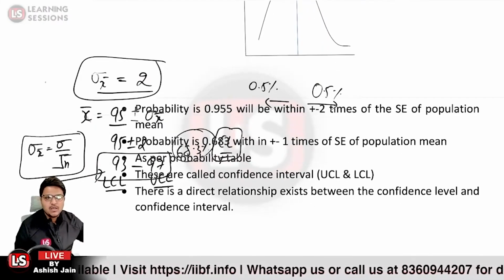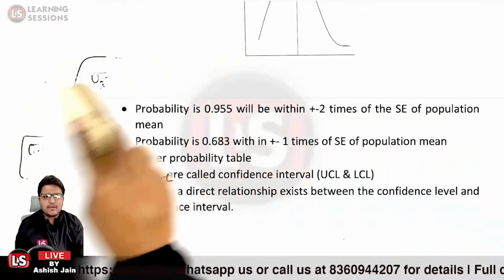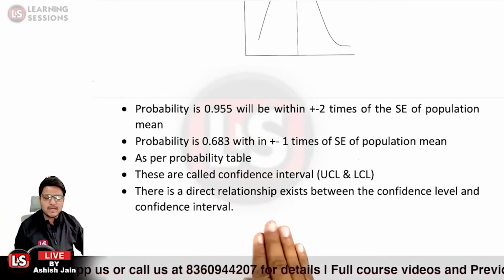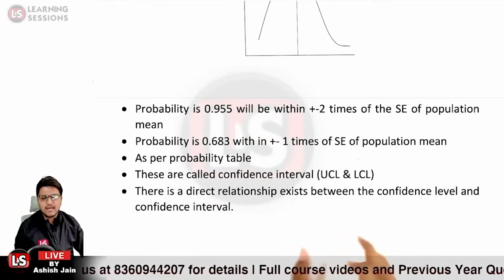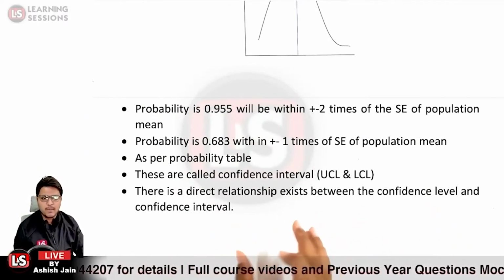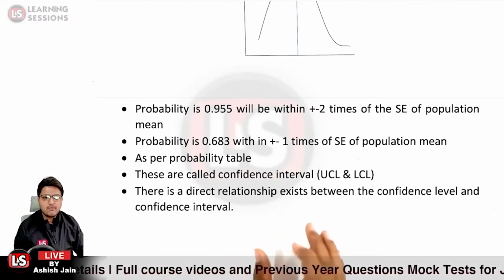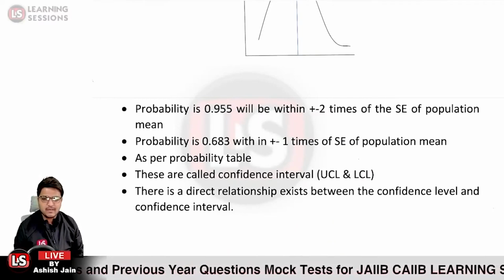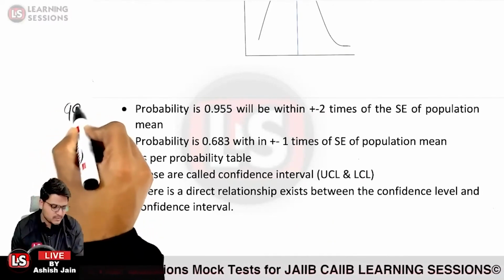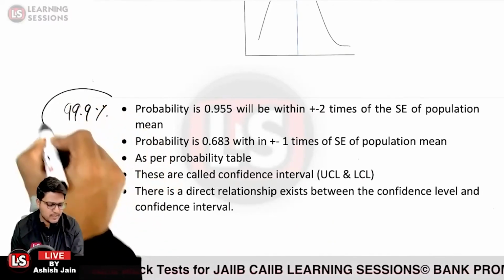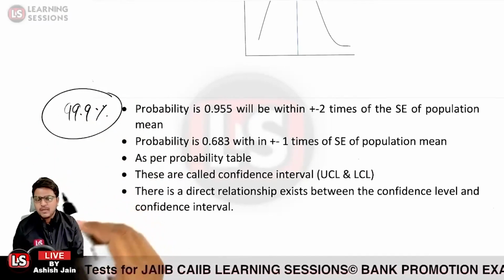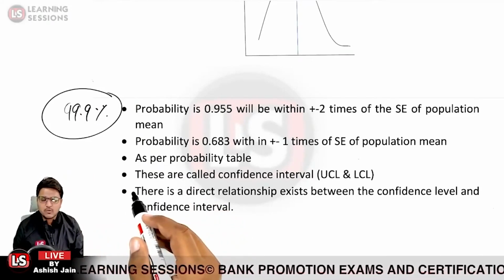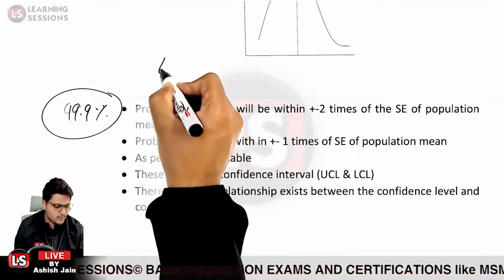Okay. So now let's have a look: there is a direct relationship between the confidence level and the confidence interval. That's quite simple itself. What does it indicate? If we say we are having a confidence level equal to 99.9%, in that case the range would be much wider. It was quite visible from the 68.3% and 95.5% also.